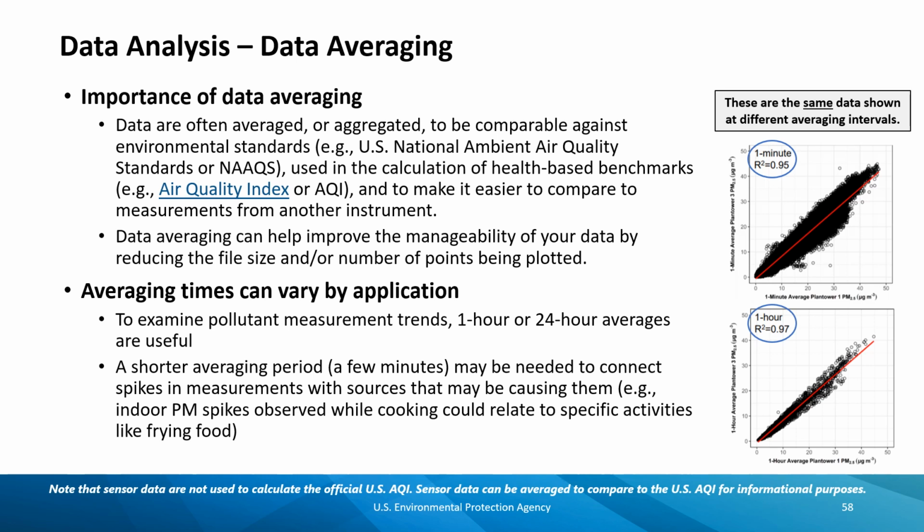Averaging times will vary by application. For example, 1 hour or 24-hour averages are useful to examine pollutant concentration trends. To connect spikes in the data with the sources that may be causing them, either no data averaging or a shorter averaging period may be needed.